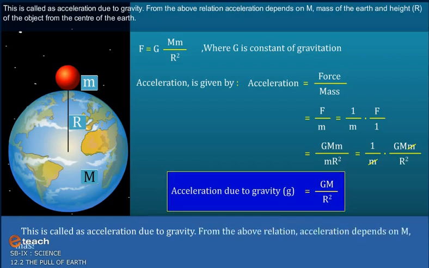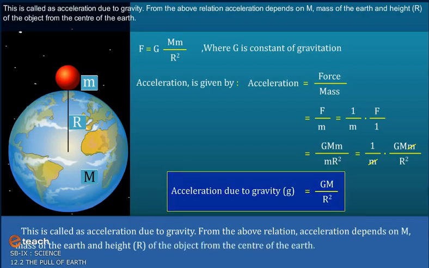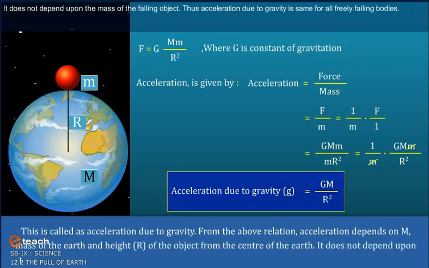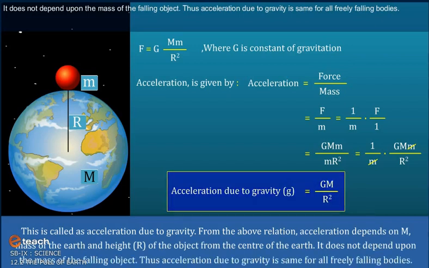From the above relation, acceleration depends on M, the mass of the Earth, and height. It does not depend upon the mass of the falling object. Thus, acceleration due to gravity is the same for all freely falling bodies.